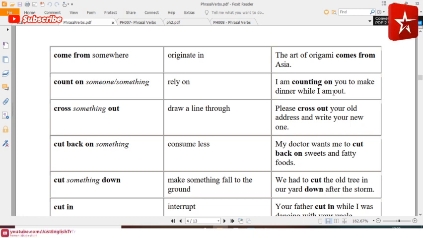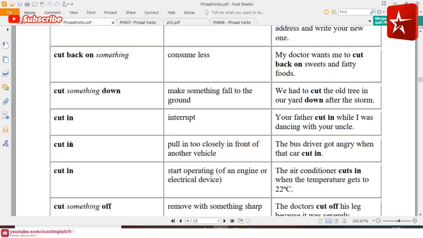Okay. Next one is about cross out. Cross something out. It means what? Cross something out means draw a line through. Please cross out your old address and write your new one. Okay, cross out. Cut back on. As you see from the example, cut back on, it means consume less. My doctor wants me to cut back on.